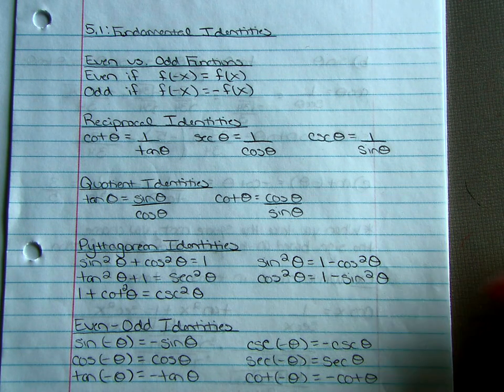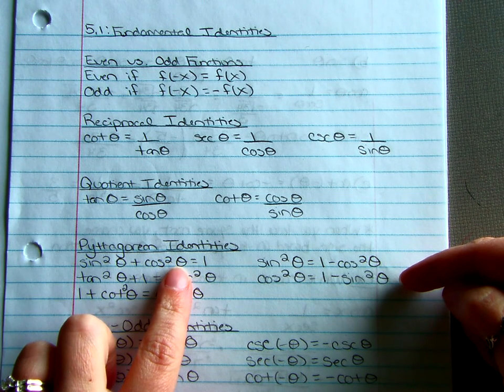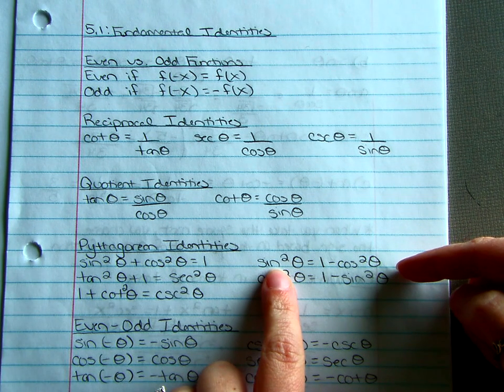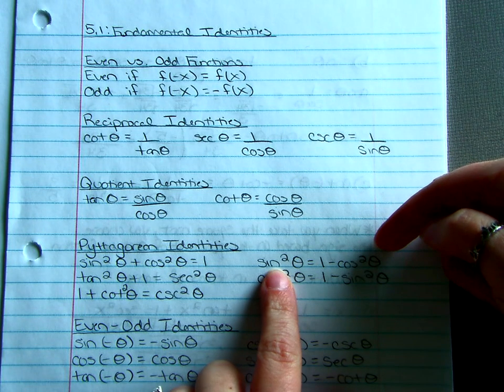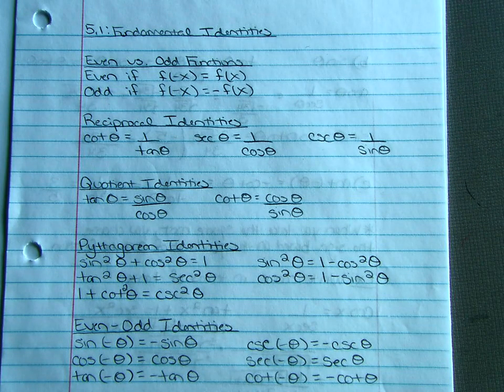These 2 over here in the second column are just manipulations of the first. I got sine squared by itself, that looks like 1 minus cosine squared. Then I got cosine squared by itself, which is just 1 minus sine squared. Just manipulated the equation. Then there's tangent squared theta plus 1 is secant squared theta, and 1 plus cotangent squared theta is cosecant squared theta.